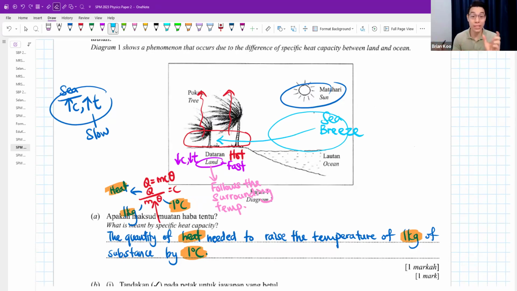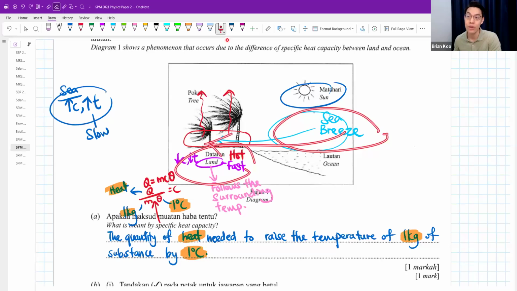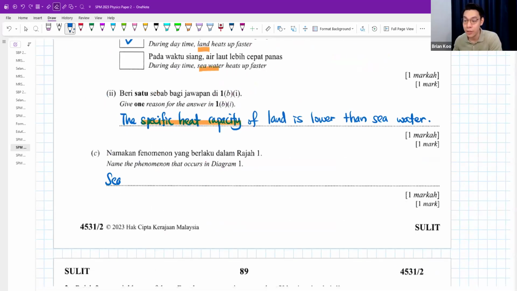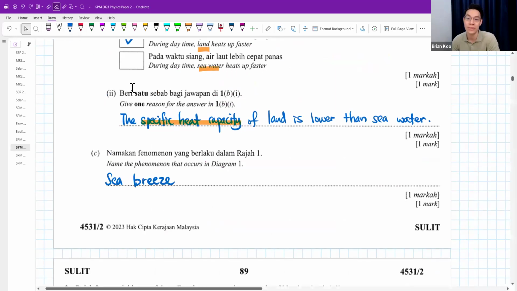And remember, the word breeze means cold. You will not have hot air blowing in your face and you call that, oh, I'm feeling a breeze. Yeah, hot air blow at your face, that is not called a breeze. Breeze must be cold air, and the ocean is cold, the land is hot. You get sea breeze. Okay, that's all. Question 1.